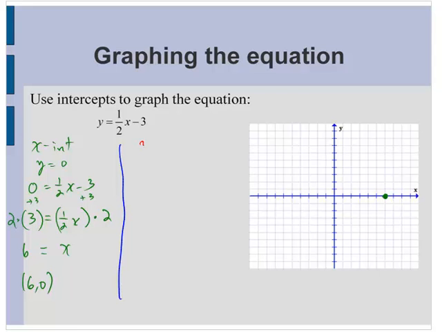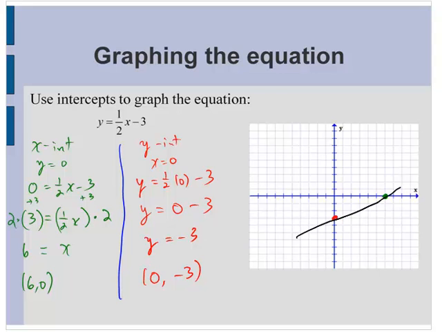Finding the y-intercept, letting x equal 0, y would equal 1/2 of 0 minus 3, so y would equal 0 minus 3, y would equal negative 3. And so we'd have 0, negative 3, and now we can draw the line through the points and label it.